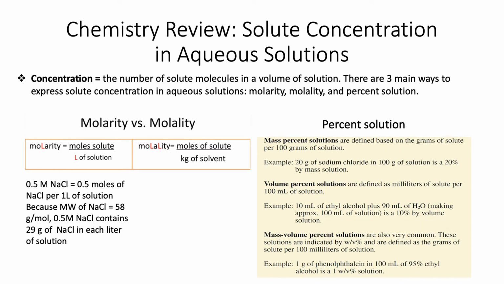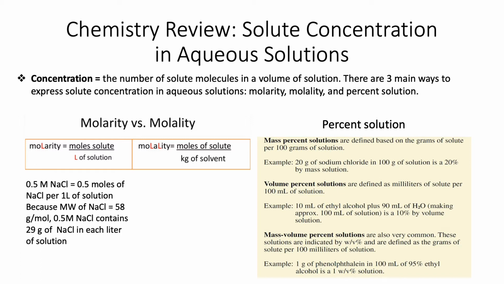The amount of solute dissolved in a specific amount of solution can vary. For example, a saltwater solution might contain 1 gram of salt in 100 milliliters of solution, or it can contain 10 grams of salt in 100 milliliters of solution. Both solutions are saltwater solutions, but they have different concentrations of solute. The concentration of a solution indicates the number of solute molecules in a volume of solution.